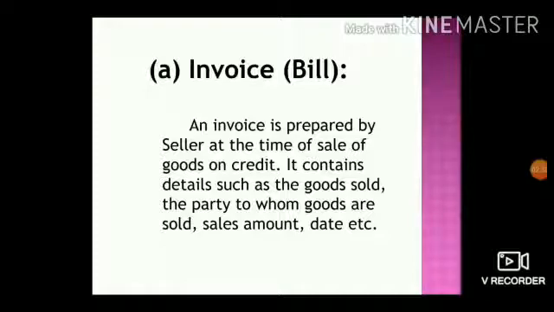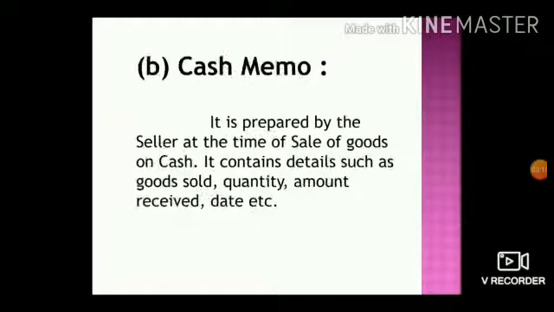An invoice or a bill is prepared by seller at the time of sale of goods on credit. It contains details such as the goods sold, the party to whom goods are sold, sales amount, date, etc. Next comes cash memo. It is prepared by the seller at the time of sale of goods on cash. It contains details such as goods sold, quantity, amount received, date, etc. In simple words, invoice is for credit sales and cash memo is for cash sales.